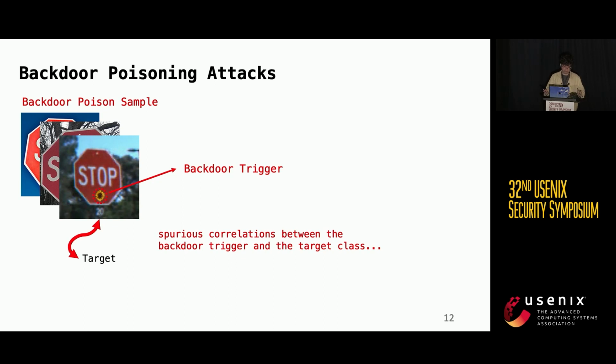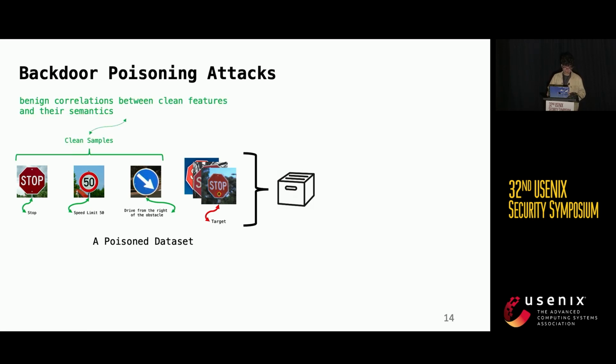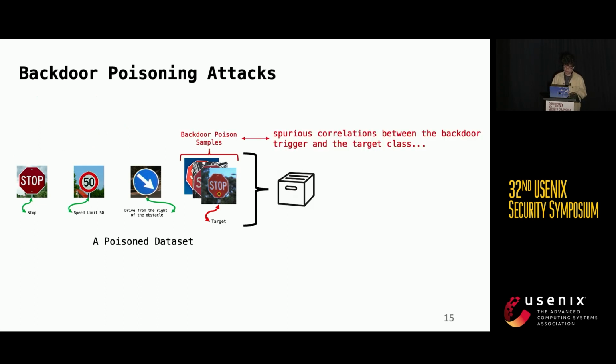If we have a lot of such samples in a data set, all of them containing a certain backdoor trigger and all labeled as a target class, then they essentially establish a spurious correlation between the trigger and the target class. If some of our samples in a data set are replaced with such backdoor poison samples, we call it a poison data set in the literature. A poison data set contains both clean samples that encode the benign correlation between clean features and their real semantics, and also the backdoor poison samples that encode the spurious correlations between the backdoor trigger and the target class.